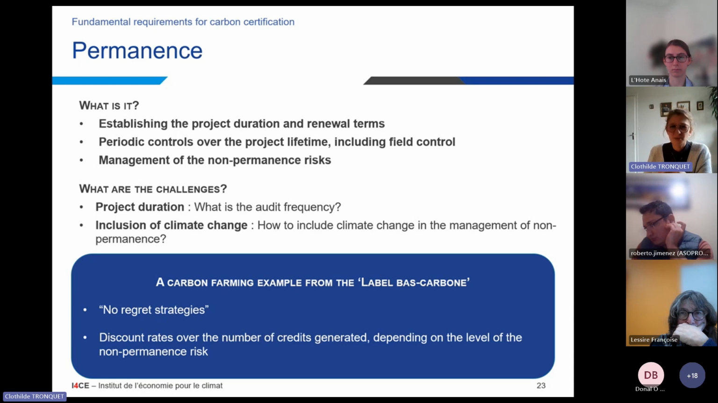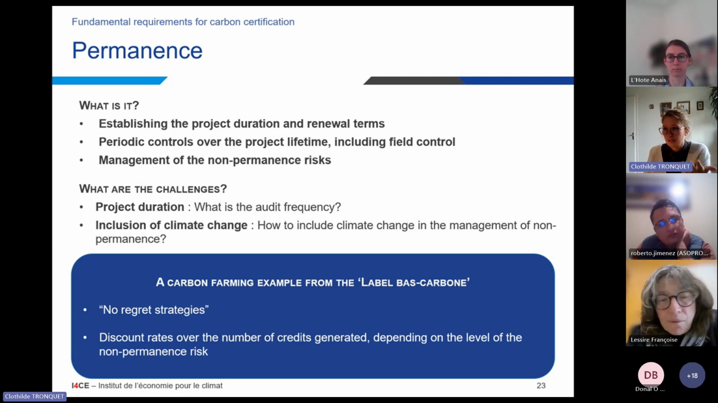What should be the project duration? You have some standards that will talk about 100 years and so on, but how do you actually verify that? How to make it credible? And how frequent can you actually make an audit? Can you really have an audit for 100 years, every 5 years, and so on?